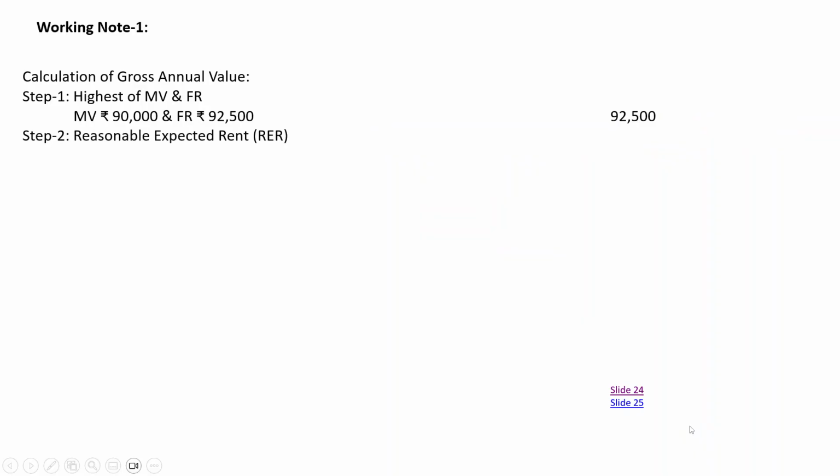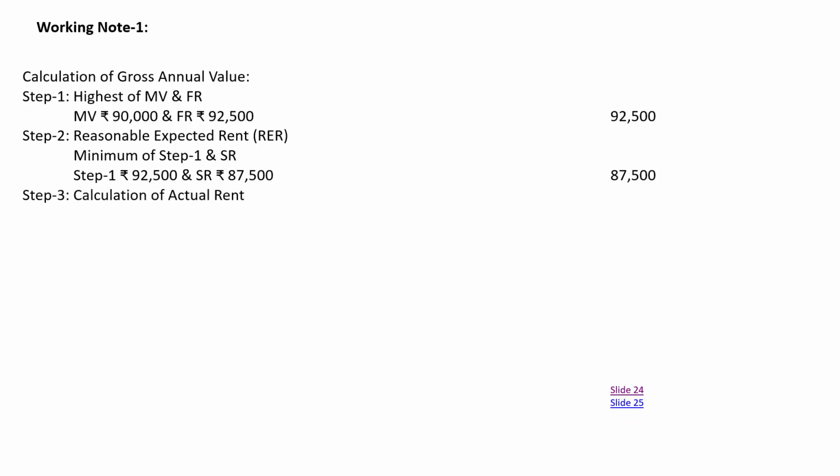In the problem, the standard rent is given as 87,500. Therefore, to compute the reasonable expected rent, we have to find the minimum of the value of step 1 and the value of the standard rent. The value of step 1 is 92,500 and the standard rent given in the problem is 87,500. The minimum of these two is our reasonable expected rent, and we get 87,500. That is the reasonable expected rent.